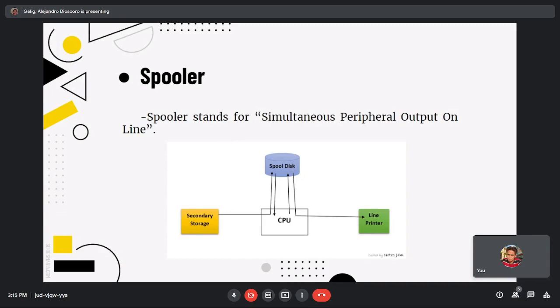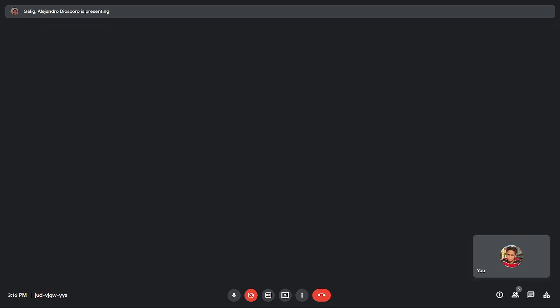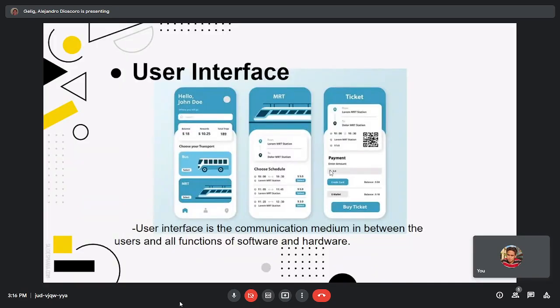Spooler stands for simultaneous peripheral output on-line. The example here is the spool disk, CPU, secondary storage, and the line printer. So earlier, guys, the spooler passes through all the memories of the OS. So next one, user interface.